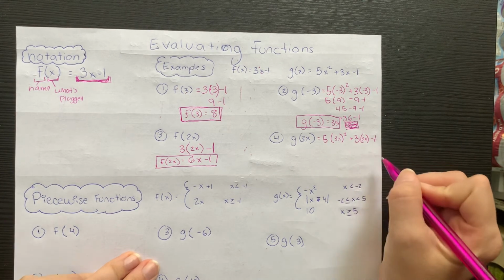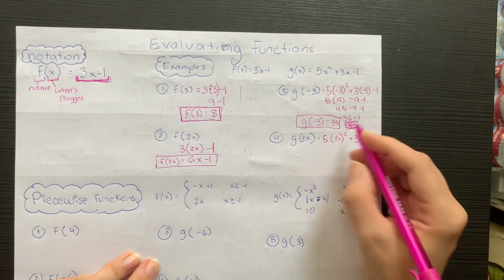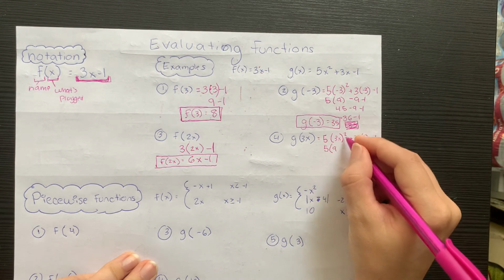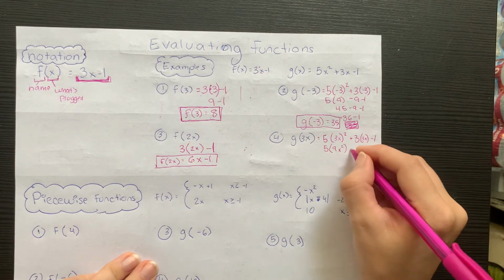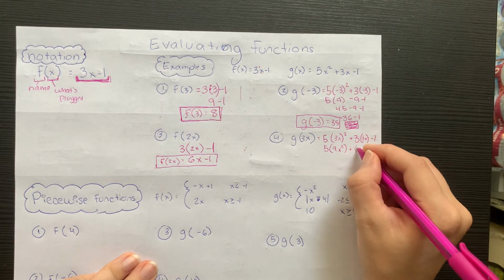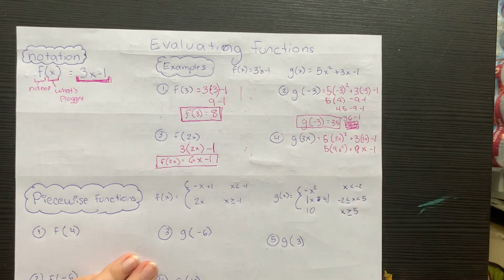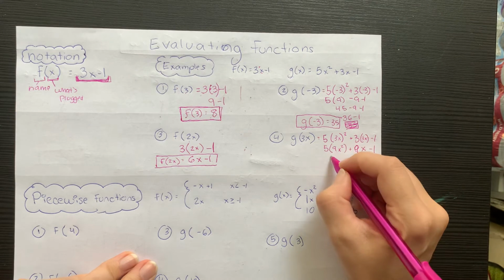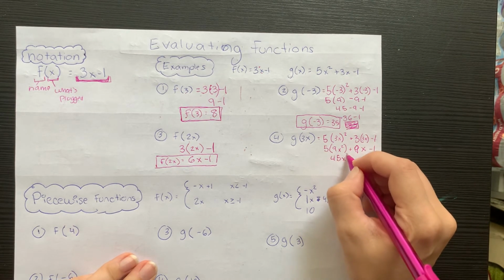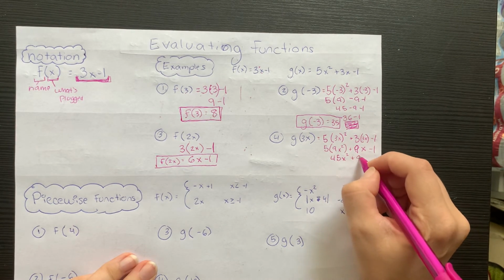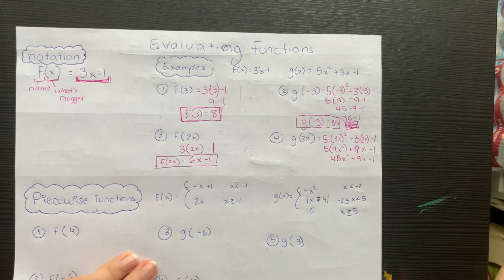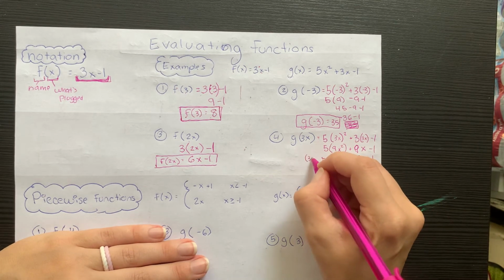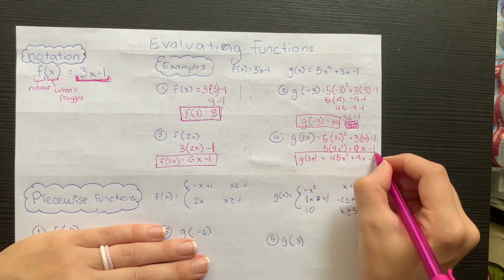Now I'm going to simplify. Here I need to square it first. 3 squared is 9. X squared is x squared. 3 times 3 is 9. Bring the x. Now I can multiply the 5 and the 9. Get 45 x squared. Can't do anything there. None of these are like terms, which means this is our final answer.